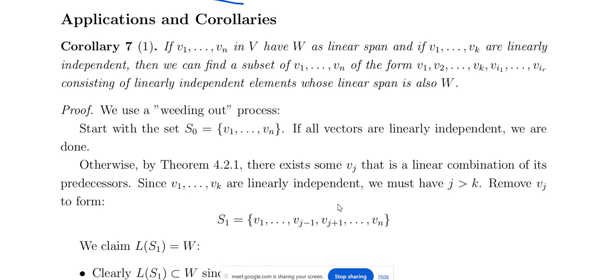So v1, v2, ..., vn in V, and W is their linear span. If v1, v2, ..., vk are linearly independent, then we can find a subset of v1, v2, ..., vn of the form v1, v2, ..., vk, va1, ..., var, consisting of linearly independent elements, whose linear span is also W.